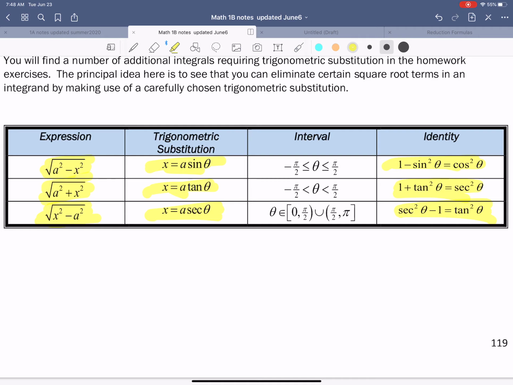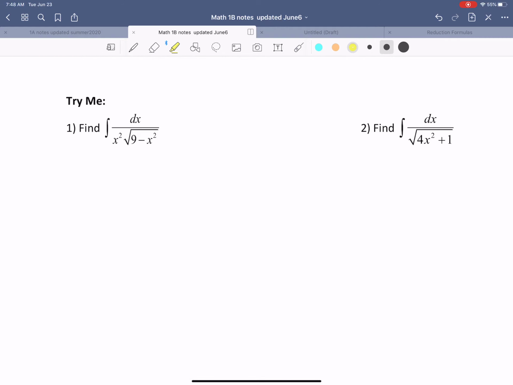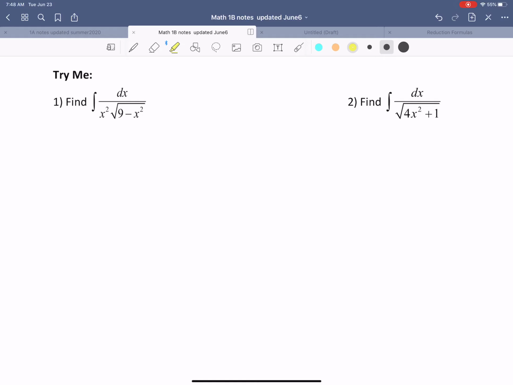Okay. Next, I have two try me problems. So pause for a minute, go ahead and give these a try. Come back and check with me. I'm going to be working these out as well.